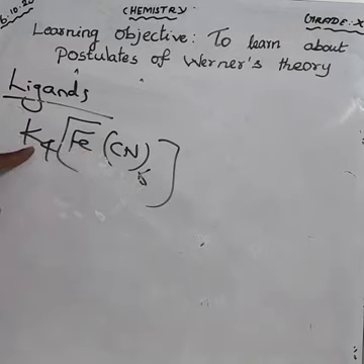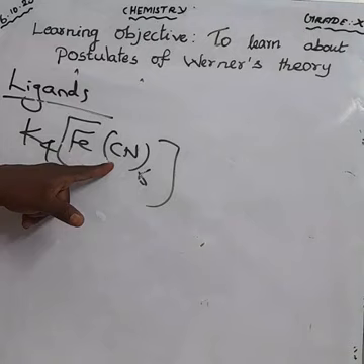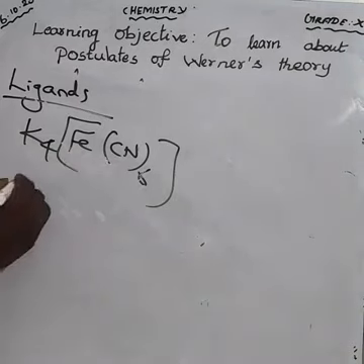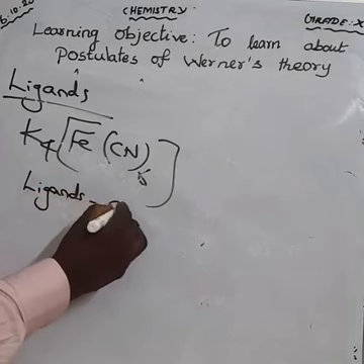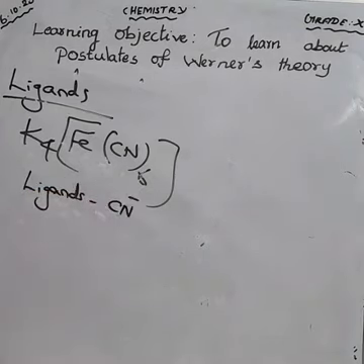For example, in K4[Fe(CN)6], which one is the ligand? CN minus is the ligand. Okay? Next, we will learn about the coordination sphere.